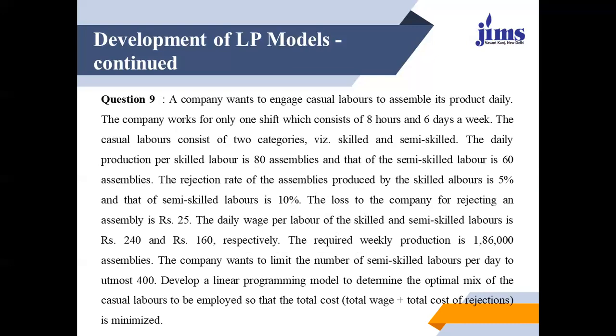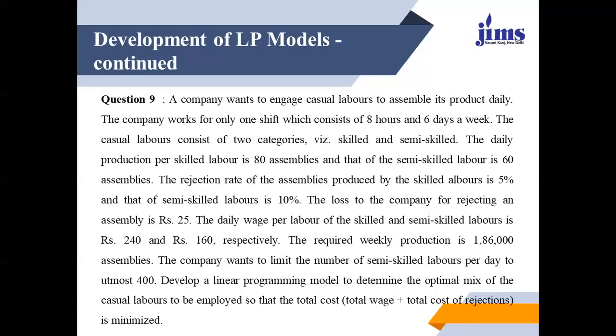Loss to the company for rejecting an assembly is rupees 25. So if one assembly is rejected, the company loses rupees 25. The daily wage per labor of skilled and semi-skilled labor is rupees 240 and 160 respectively. The weekly production requirement is 1,86,000 assemblies. The company wants to limit the number of semi-skilled labor per day to at most 400. Means the company does not want to deploy more than 400 semi-skilled labor, but there is no such restriction on the skilled labor.